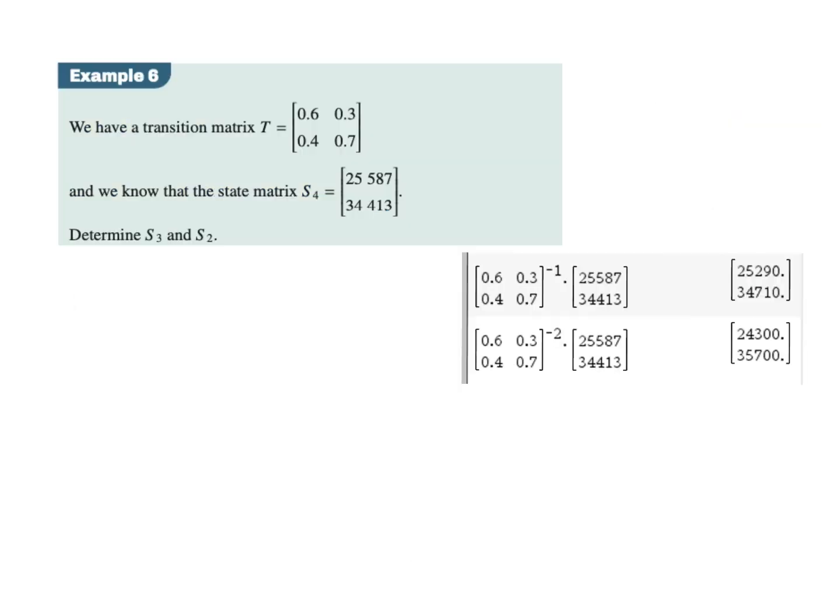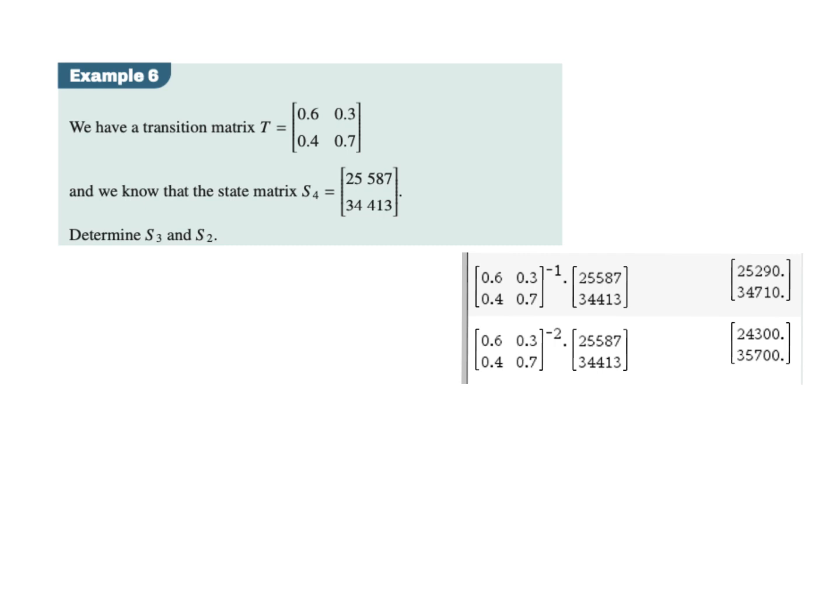So we have a transition matrix, and we know that the state matrix S4 is equal to this. Now it says it wants to determine S3 and S2. Can you see we want to go backwards, don't we? They want me to go backwards. So the power trick will still work.